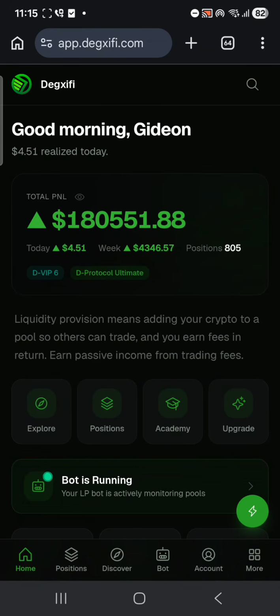So I will do this on constant repeat and make at least $500 to $1,000 just with my capital, doing this over and over and over again today. Let's see how much I'll be able to make at the end of the day.